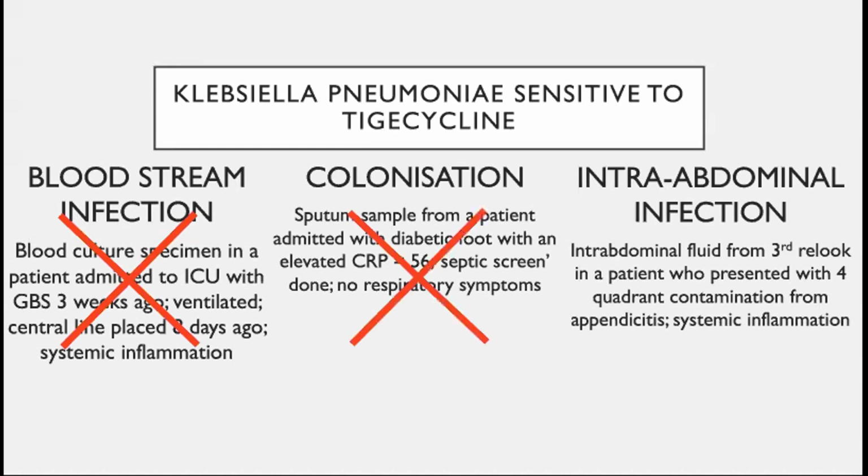Case 2, however, is very likely colonization. And this patient doesn't require antibiotics for the chest, so tigecycline would be inappropriate. This is more of an infection control problem than it is an antibiotic problem. And case number 3 is a situation where tigecycline is very likely warranted and would work well. This advice can only be given appropriately if the information is provided to the microbiology lab.